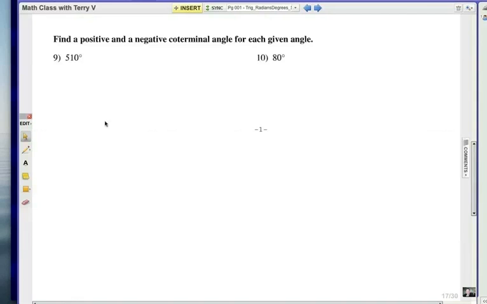All right, now find a positive and a negative coterminal angle for each given angle. And remember that means if it's a positive amount already, you want to either add a spin or subtract a complete spin around, and you want to give the negative version of it. And these are going to be in degrees.